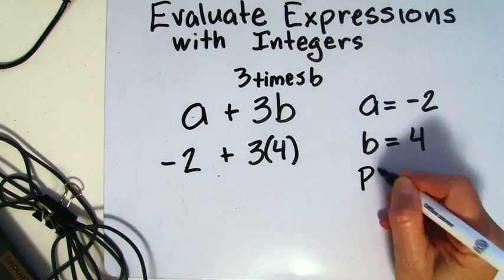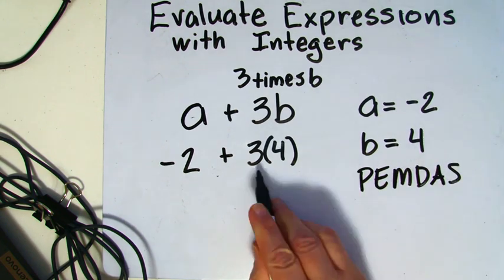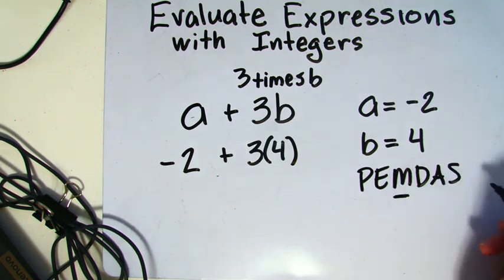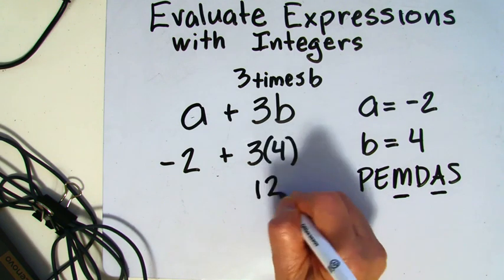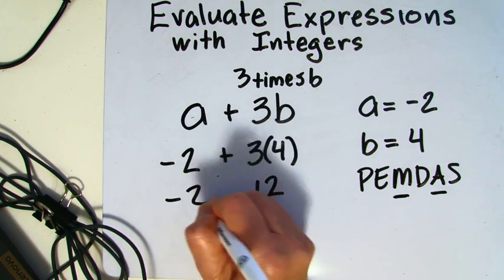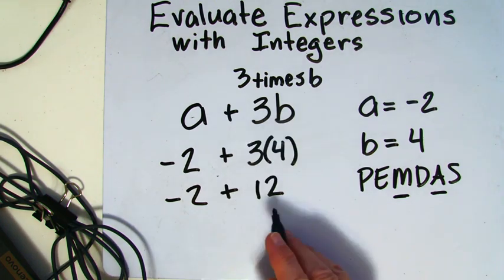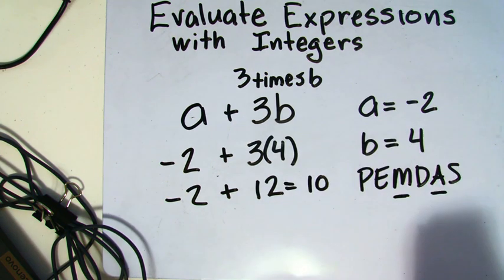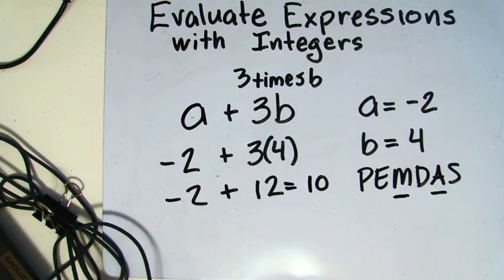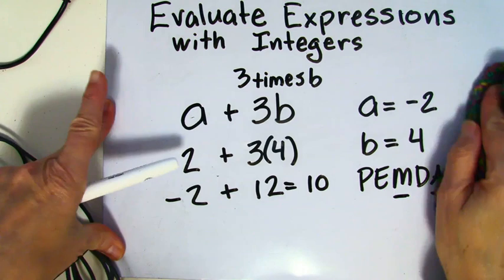With order of operation, remember PEMDAS? This is multiplication. Multiplication is going to happen first before addition. So 3 times 4 is 12, and we have -2 plus 12. Again, we're going to subtract, and the answer is going to be positive, so our answer is 10. Now, the book has another type of problem with an exponent, and let's go ahead and do one of those.